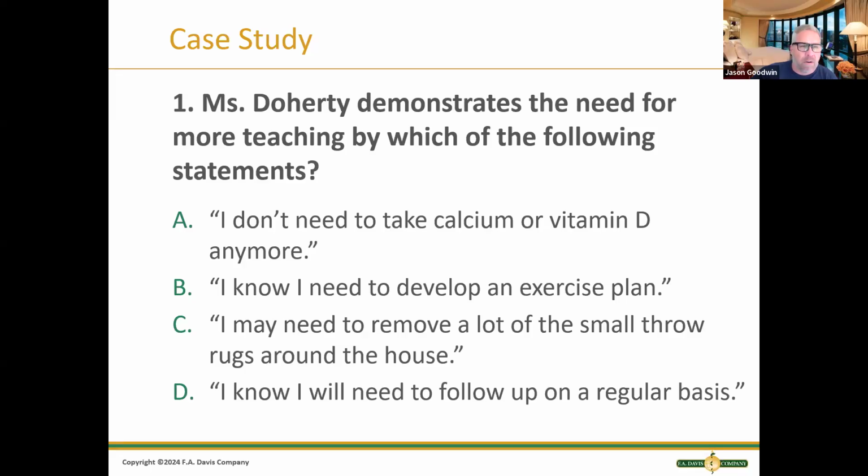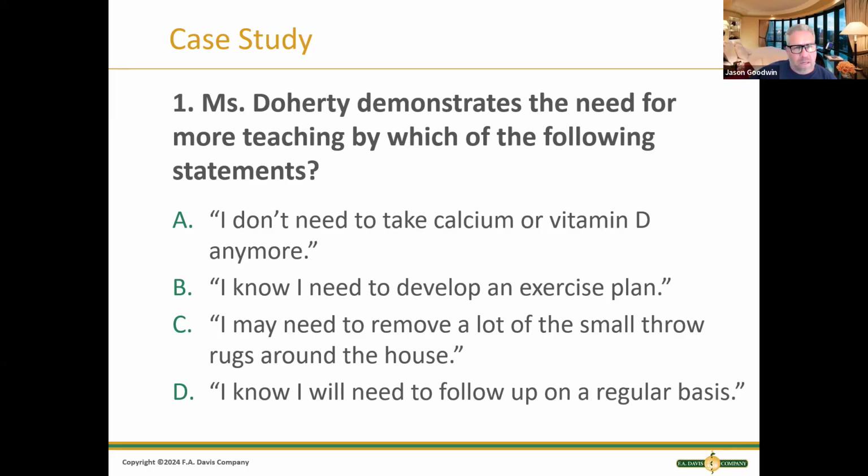She says, I don't need to take calcium or vitamin D anymore. I know I need to develop an exercise plan. I may need to remove a lot of small throw rugs. Or I know I will need to follow up on a regular basis. What do we think there?